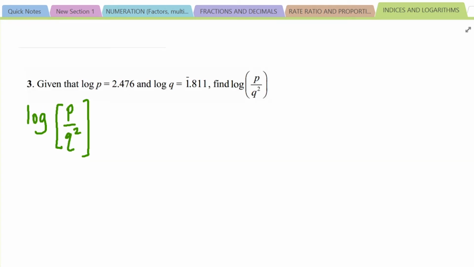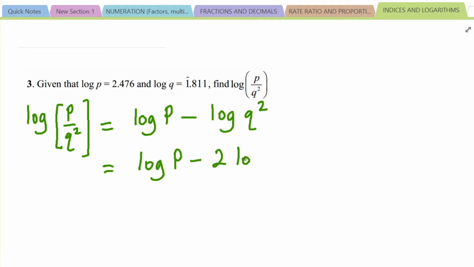Following the laws of logarithms, log of p over q squared is the same as saying log of p minus log of q squared. This is the same as log of p minus 2 log of q. This 2 has been shifted from up there and put there, following the principles of logarithms that I assume you already know. So this is going to become log of p, which according to the question is 2.476.